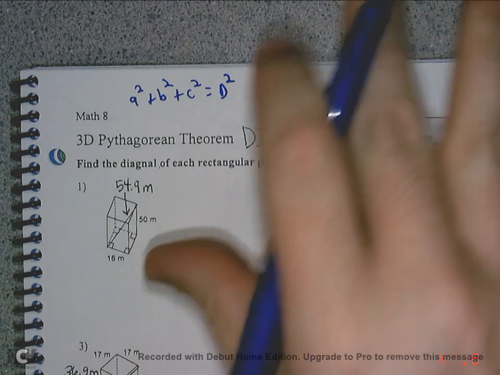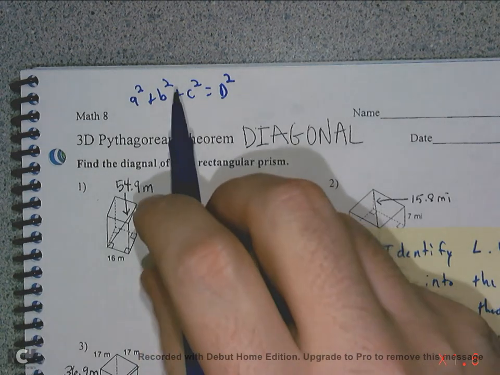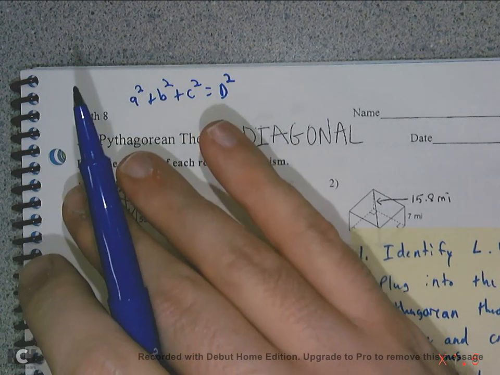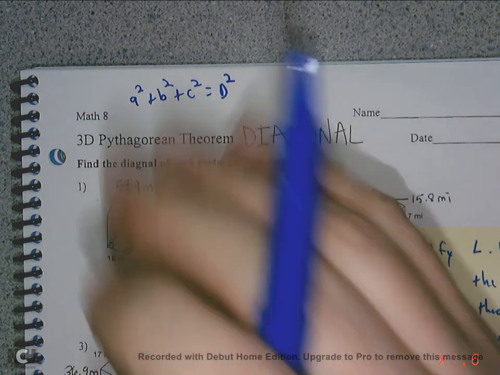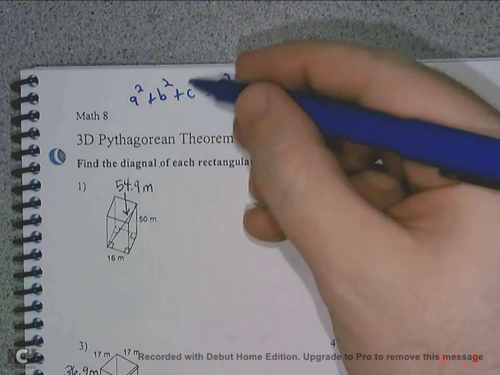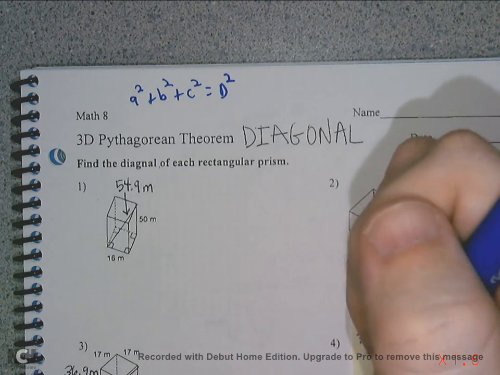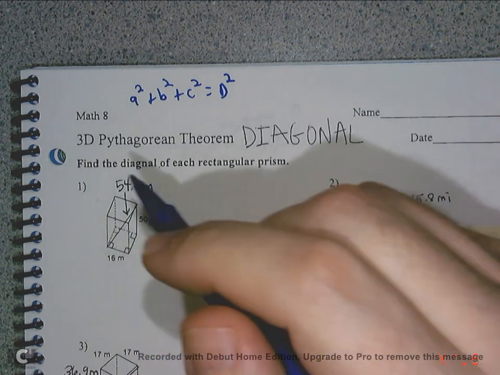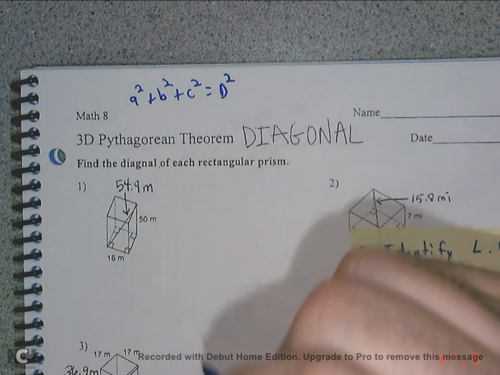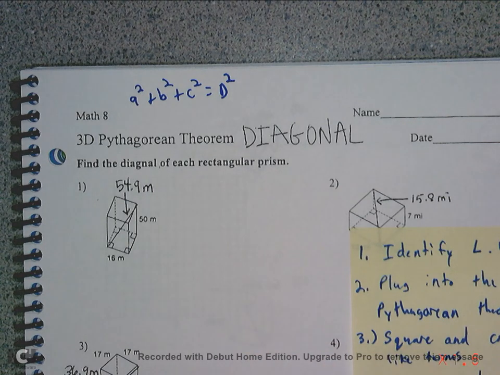Okay, so similar to how the Pythagorean theorem says if you take the two legs, square them and add them together, it equals the longest side, the hypotenuse squared. Same idea, just you have an extra side with a 3D shape, right? You have three sides that you worry about. So today they're going to give us the diagonal length, and we're going to have to solve for one of the missing sides.